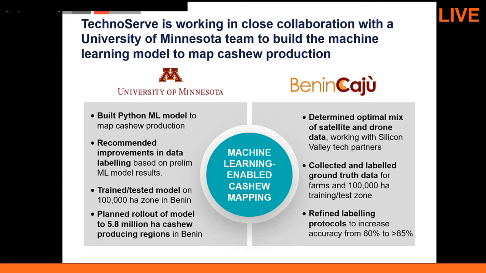On the project side, the TechnoServe project Benin Cajù has been assessing the most cost-efficient mix of satellite and drone data, actually doing the collection of data imagery, flying the drones, and doing manual ground labeling for training zones, and then refining labeling protocols and training local partners on how to correctly label imagery and GIS data for machine learning purposes.